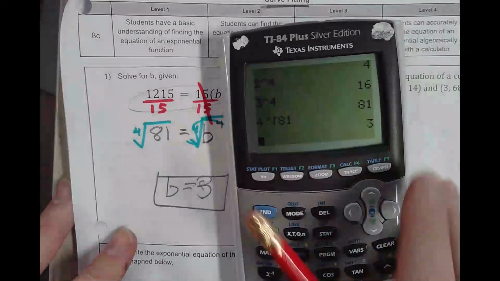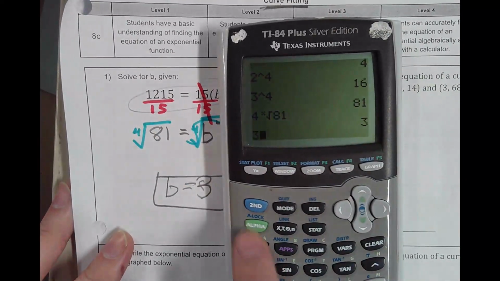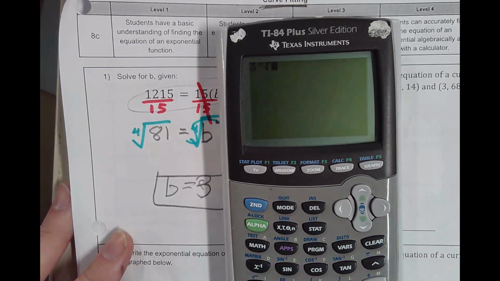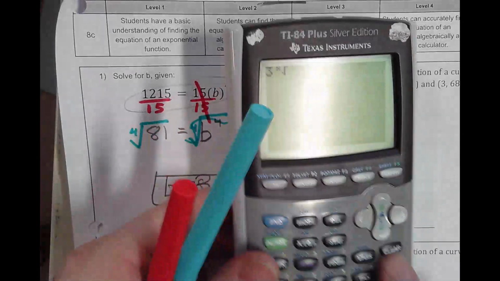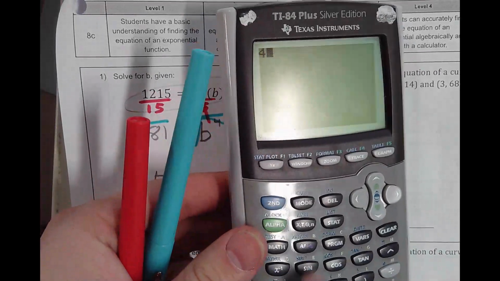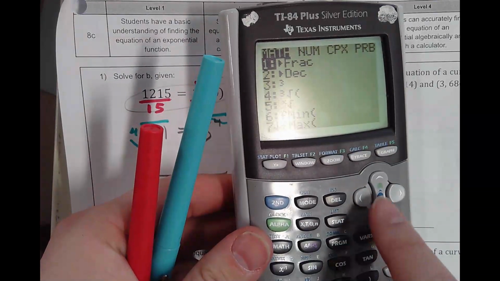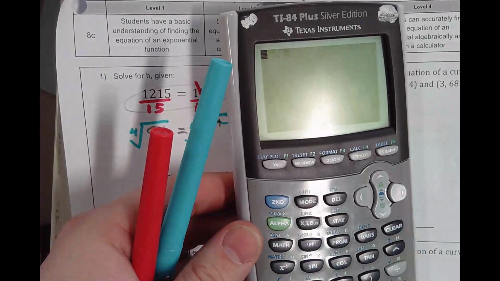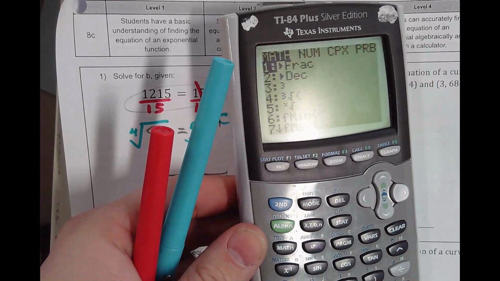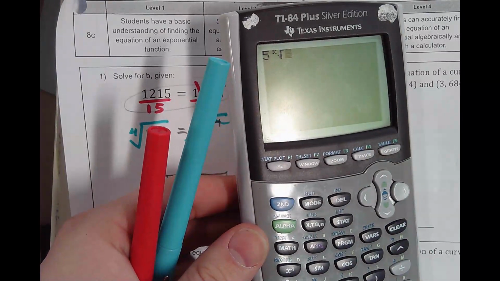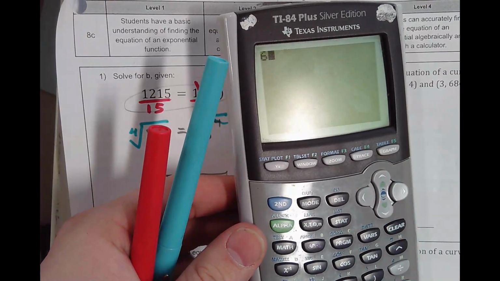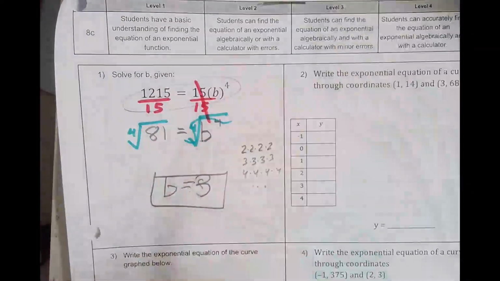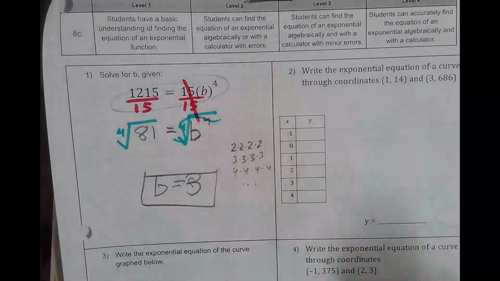So again, if you want to do cube root, you can press 3, math, 5. That will give you cube root. If you want to do 4th root, you press 4, math, option 5. If you want to do 5th root, you press 5, math, 5. If you want to do 6th root, 6, math, 5. And that will give you your answers for these questions.